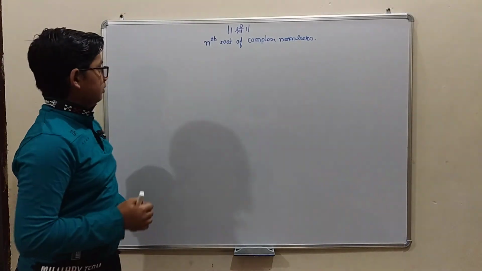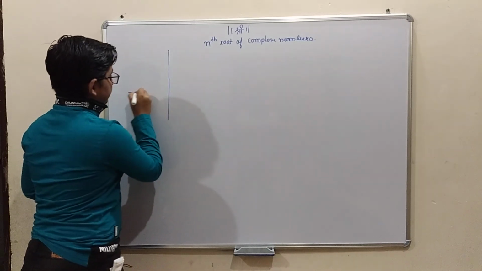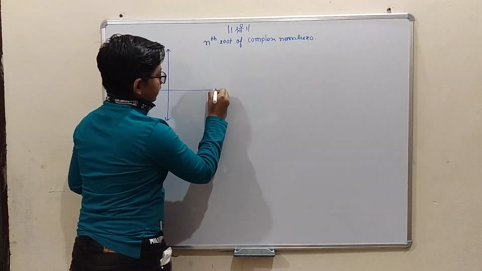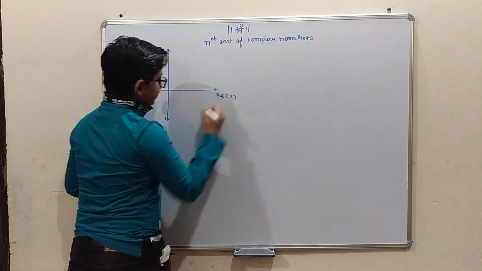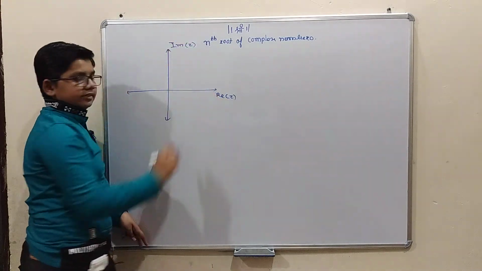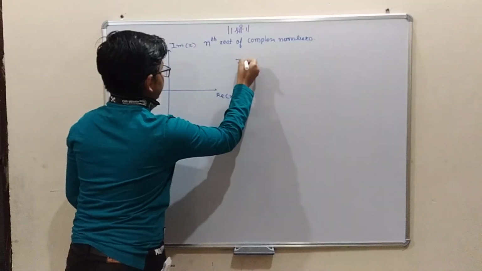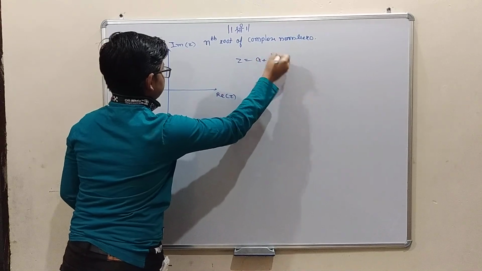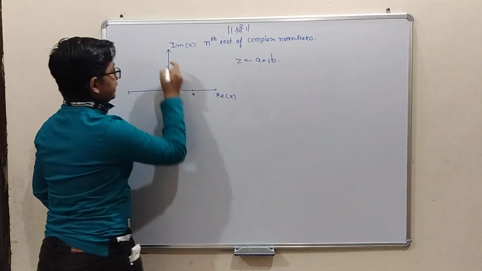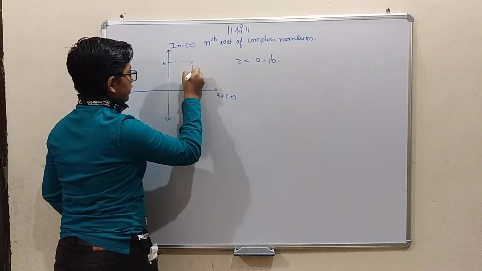So first we will start with modulus of z. Now suppose I draw the Argand diagram over here. This is real part of z and this is imaginary part of z. This is real axis and this is imaginary axis. Now suppose I take this complex number, that is a plus ib. So here a will be this much distance and b will be this much distance. So if I plot the coordinates, then I will get this point.